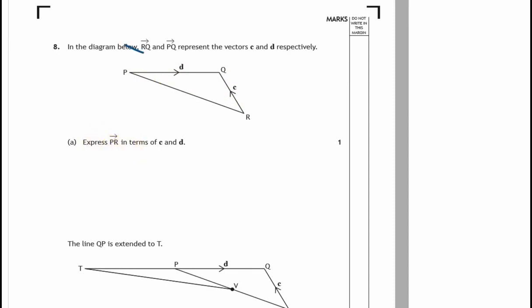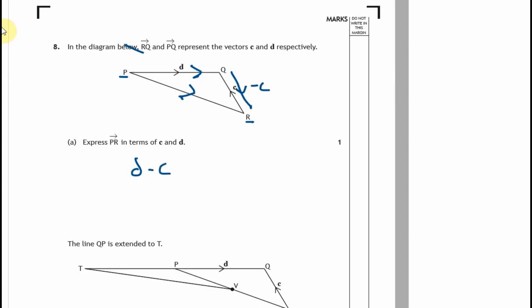Okay, so P to R. I'm going from P to R, right? Like that. So how do I get from P to R, knowing what I know about D and C? Well, I would go along D and I would go down C, wouldn't I? That's the way I'd go. Okay. So along D, just D. But C though, so C actually goes in the opposite direction to the direction I want it to go in. So if I want to go this way, I need to do negative C. Okay? D, negative C.